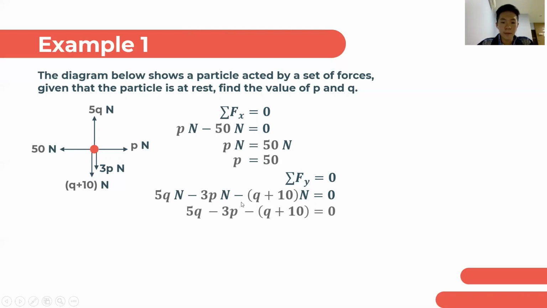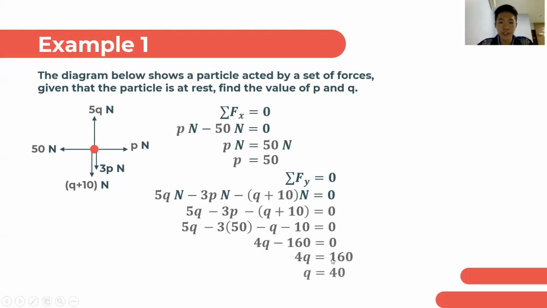Then we can substitute p, which we calculated before. So 5q minus 3 times p, which is 50, and then expanding the negative sign gives us negative q minus 10 equals 0. 5q minus q gives us 4q, negative 3 times 50 is negative 150, minus 10 gives us negative 160. Then transposing negative 160 to the right side gives us positive 160. So 4q equals 160. Then dividing both sides by 4 gives us q equals 40.